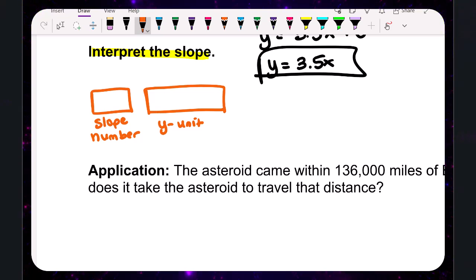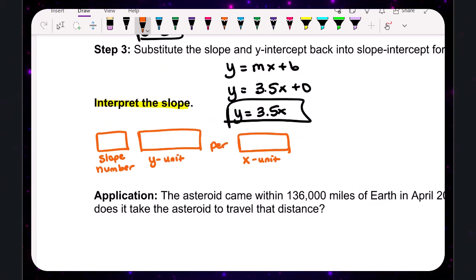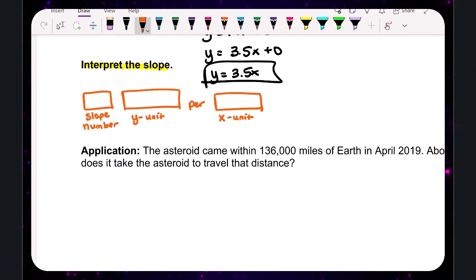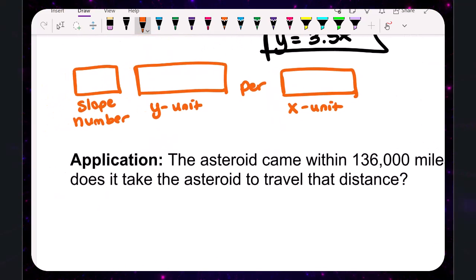So it's going to be the y unit per, same thing, x unit. Okay, so this is from your slope formula. Let's look at that again. Your slope formula is right here. So you're going to take this unit right here, and when you divide, that means per, and then x unit. So if you forget what order to put it in, just think change in y over the change in x.